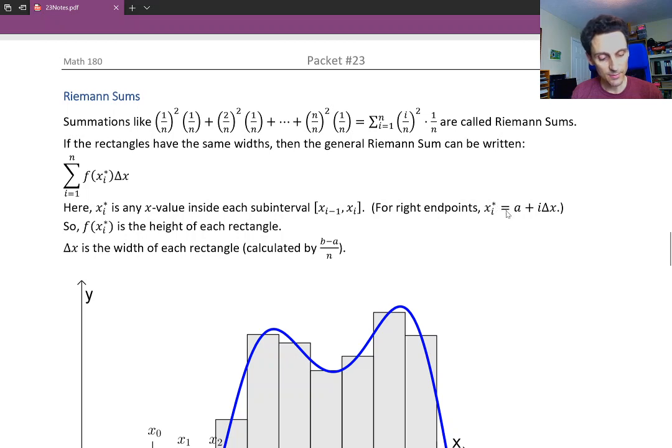Now, if we had to calculate the right endpoints using a formula, this would be it. X sub i star we could calculate as being a, which is the starting x value of your interval, plus i times delta x, where delta x represents the width of each rectangle, and it's calculated by b minus a over n. So f of x sub i star is giving you the height of each of the rectangles. You're doing a height times width calculation for the area of each of the rectangles. Let's take a look at example 2 before we go on.